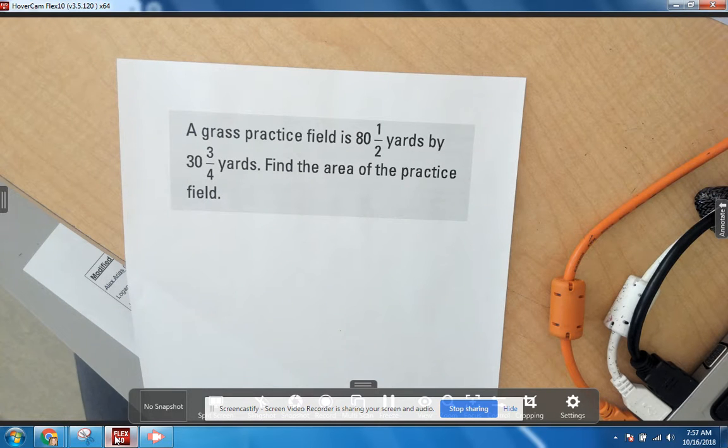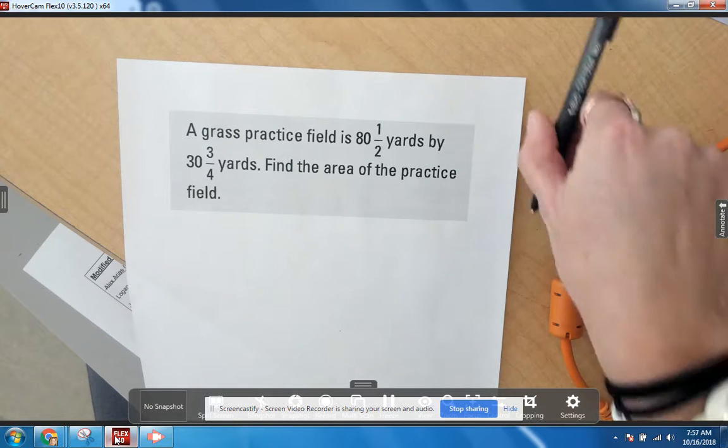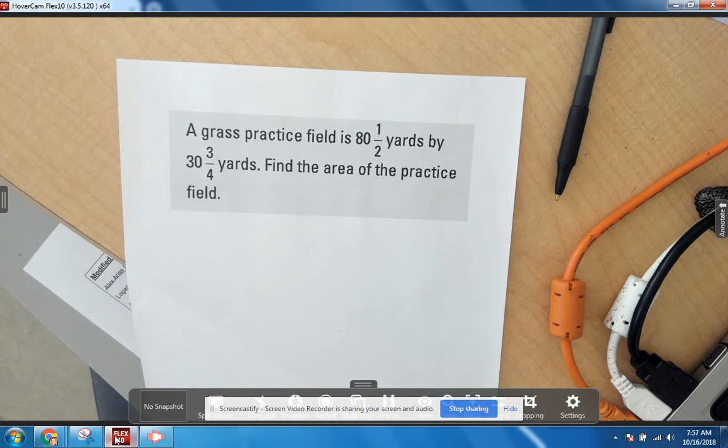This is going to be your last one doing the same exact thing, just with larger numbers. So you would make them improper, cross-cancel if you can, and then multiply out. So make sure you pause and you do this one.